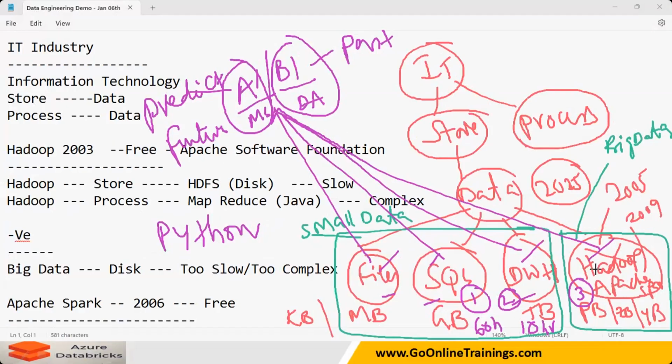Now, ChatGPT, we are talking about ChatGPT, right? ChatGPT is what kind of an application? It is an AI application, but it is not a pure AI application. It is a Gen AI application, a generative AI application.